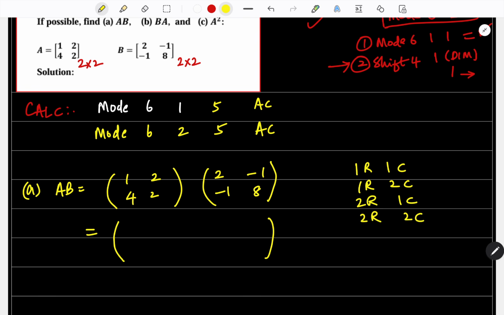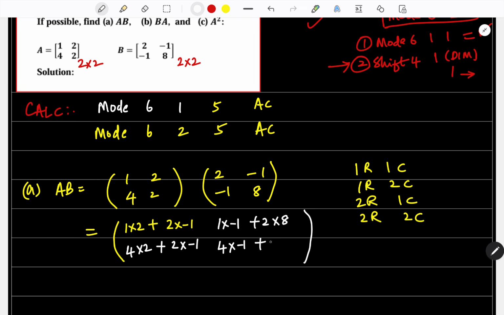First row, first column: 1 multiplied by 2 plus 2 multiplied by minus 1. First row, second column: 1 multiplied by minus 1 plus 2 multiplied by 8. Second row, first column: 4 multiplied by 2 plus 2 multiplied by minus 1. Second row, second column: 4 multiplied by minus 1 plus 2 multiplied by 8.